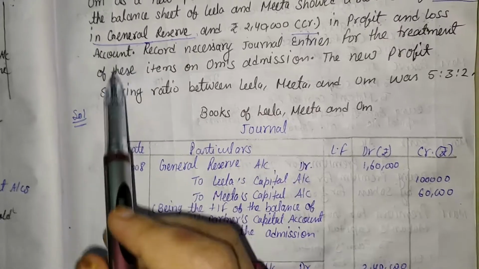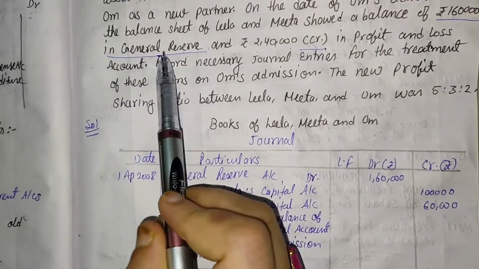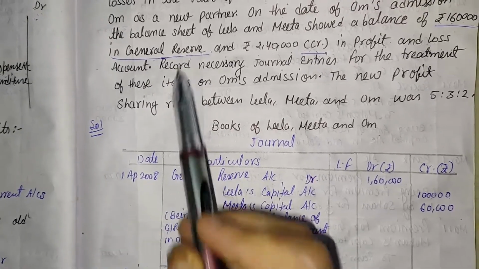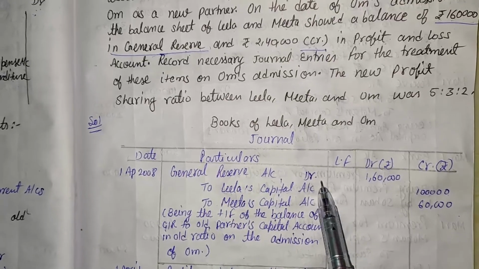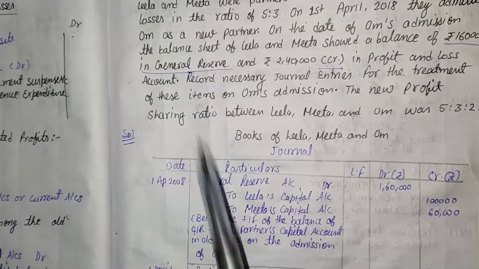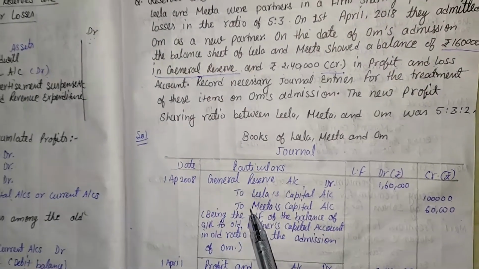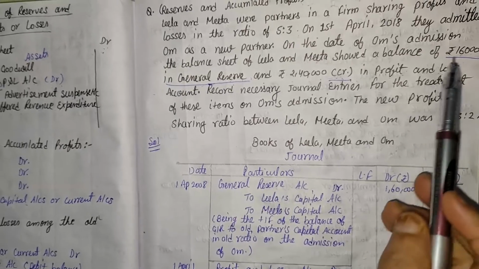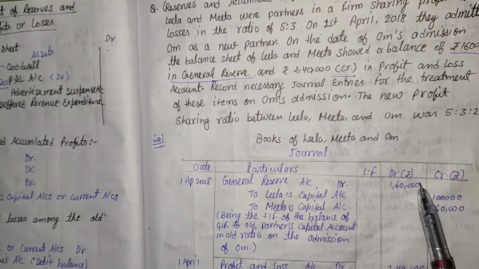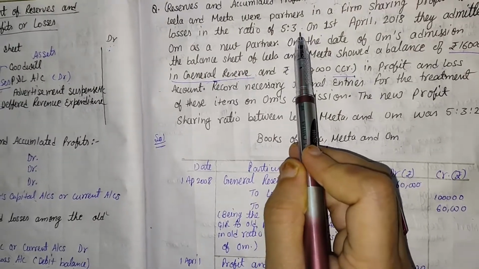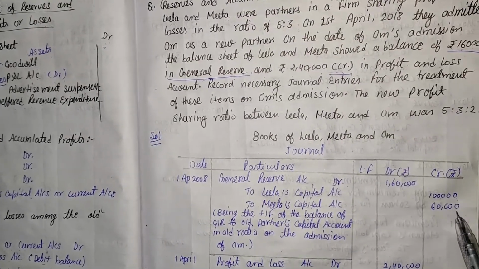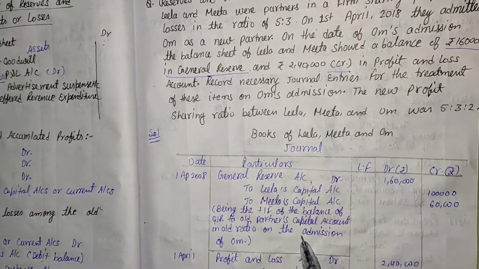Journal entry. First of all, we can do the journal entry of general reserve. The general reserve comes on the credit side of the balance sheet, so we should debit it. General reserve account debit to old partners' capital accounts. Who are the old partners? Leela and Meeta. So it is to Leela's capital account and to Meeta's capital account. The amount of general reserve is 1,60,000, and that is divided in the old ratio. What is the old ratio? That is 5:3. So that 1,60,000 is divided in the ratio 5:3.